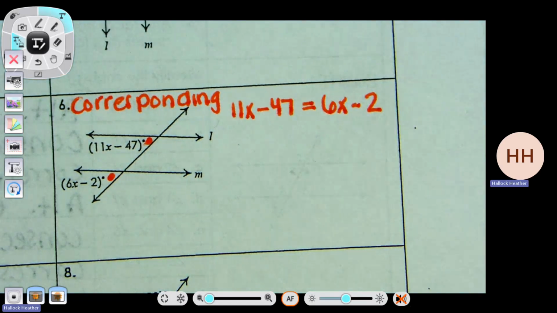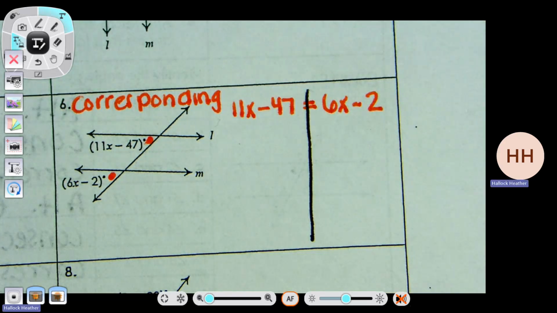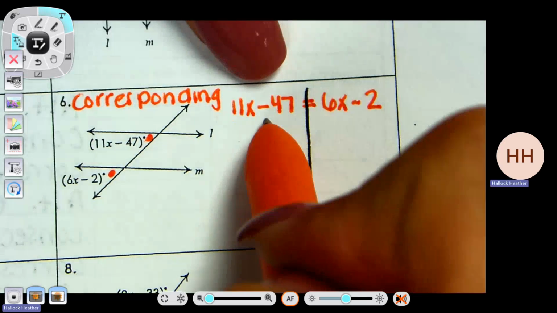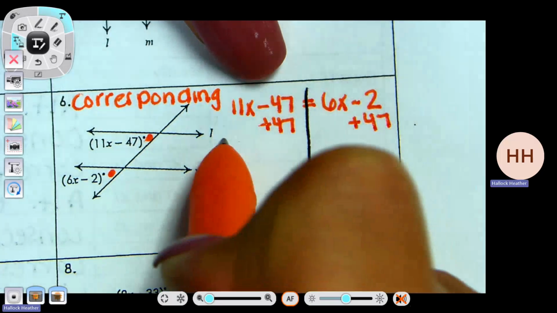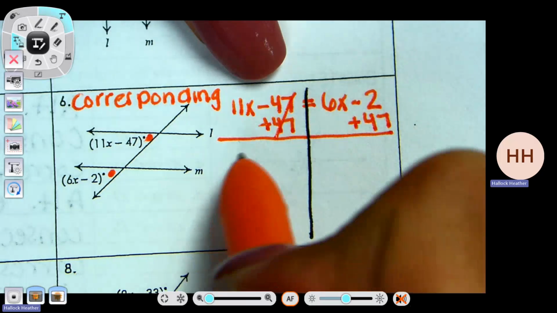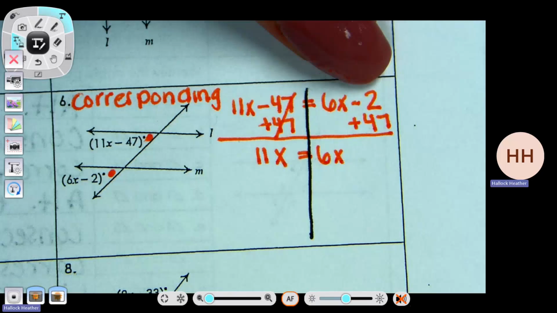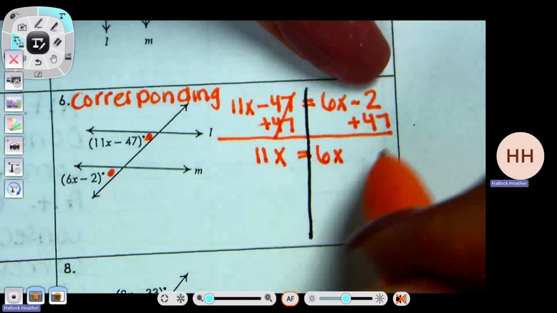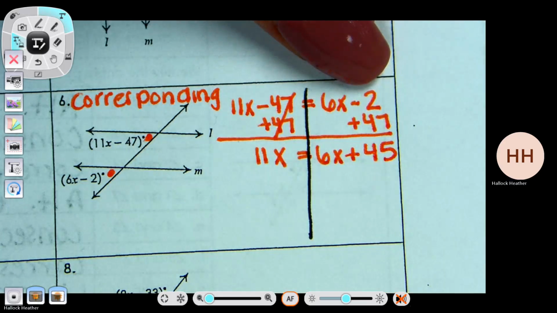What mathematically should we do? You want to add 47? Sure. So I'm gonna add 47. So we're back to basic algebra equations, which is nice. What is -2 plus 47? Yep. Then what do we do? Subtract 6.